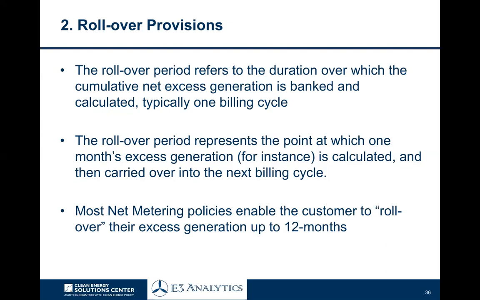The rollover period refers to the duration over which the cumulative net excess generation is banked and calculated, typically over one billing cycle. The rollover period represents the point at which 1 month's excess generation, for example, if it's a monthly billing cycle, is calculated and then carried over into the next billing cycle. Most net metering policies will enable you to roll over month after month until you get to a 12-month period or 1 calendar year, at which point then you settle the net excess, and that's the settlement period, which we'll get to in a moment.